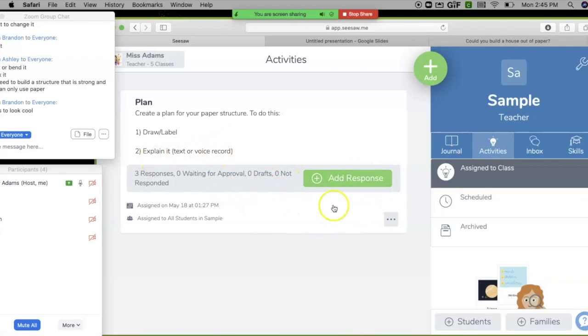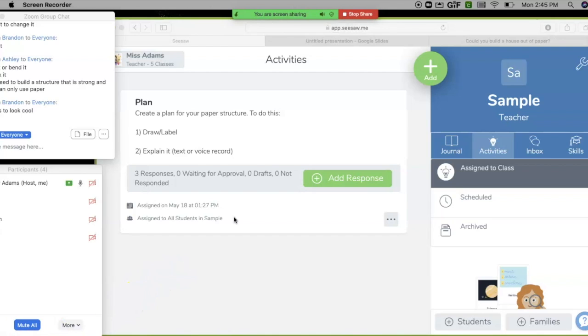Okay, to do this, you're going to click on the green Add a Response button. And then once you are done with your plan, you are going to click on the green check mark to share it with me. Okay, so take a few minutes to think about what you want your plan to look like, and then explain it to the class.